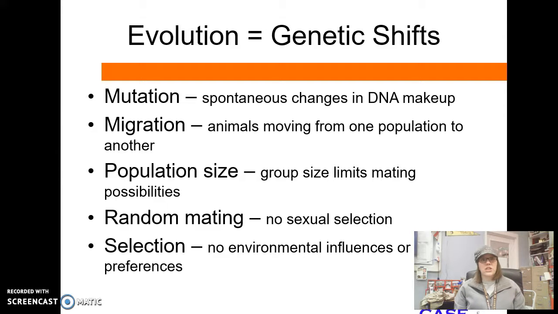And then finally, selection is just that there's no environmental influence or preferences taking place. It's just random, natural selection. Things are just selecting as you go through.